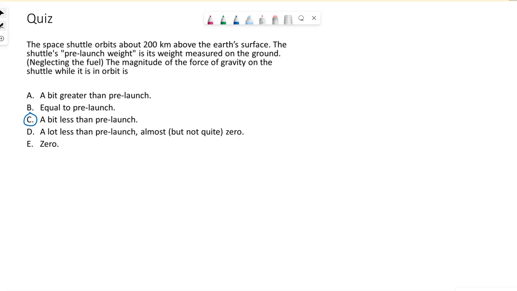Correct answer is C, a bit less than pre-launch. If we think about weight that we've been calculating all along so far this semester, we've been using mg. So if we're assuming the mass is essentially the same, it's g that we really care about. We can find the acceleration due to gravity that the space station experiences because of the pull of the Earth. We would need the mass of the Earth and the radius of the orbit, because it's the distance from the center of the Earth to the center of mass of the space station.